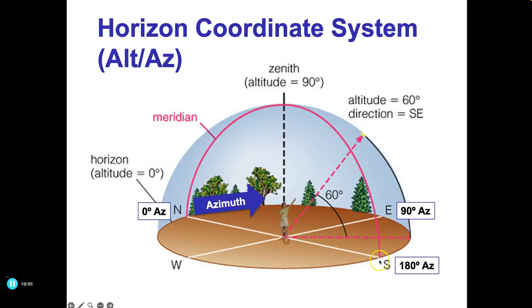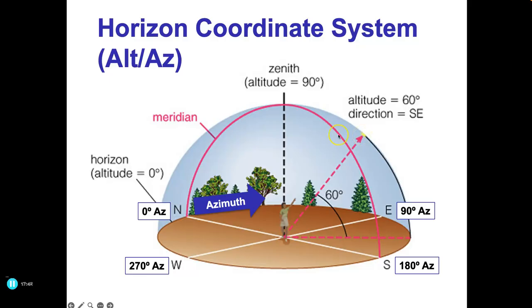So due south is 180 degrees azimuth. Keep on going, and due west is 270 degrees azimuth. And then if you come back to north, you've looked 360 degrees around the horizon. 360 degrees azimuth is back at 0 degrees azimuth. So azimuth is you're taking the horizon and breaking it up into 360 degrees of azimuth. And that one number, azimuth, tells you specifically what direction to look. And altitude tells you how high above the horizon to look.